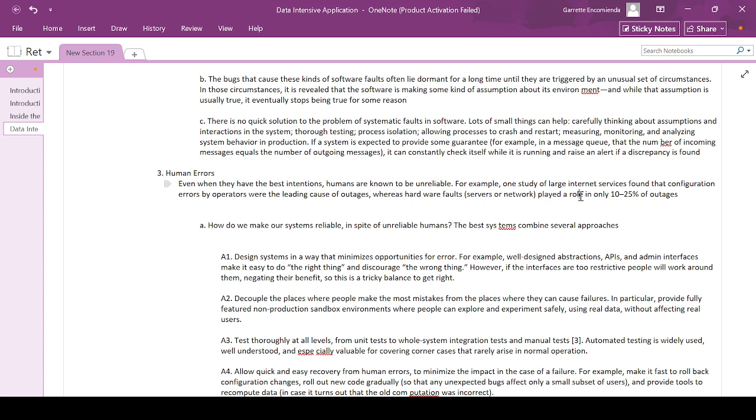If a system is expected to provide some guarantee, for example, in a message queue, that the number of incoming messages equals the number of outgoing messages, it can constantly check itself while it's running and raise an alert if a discrepancy is found.